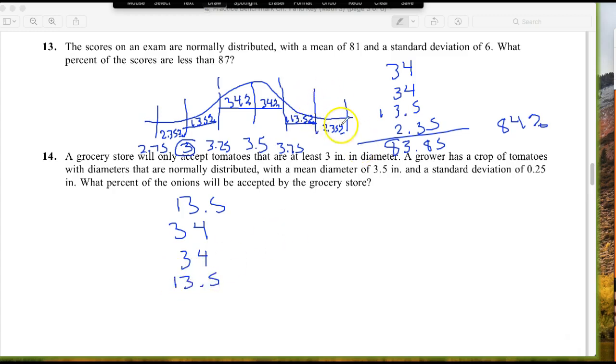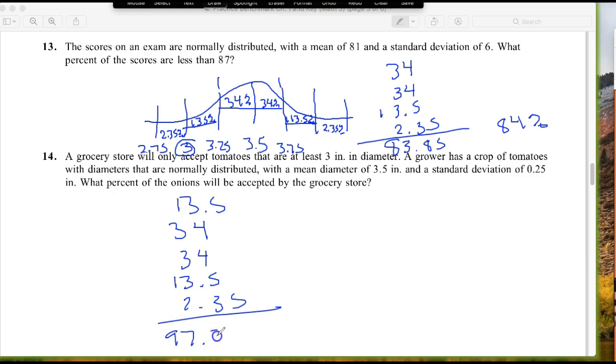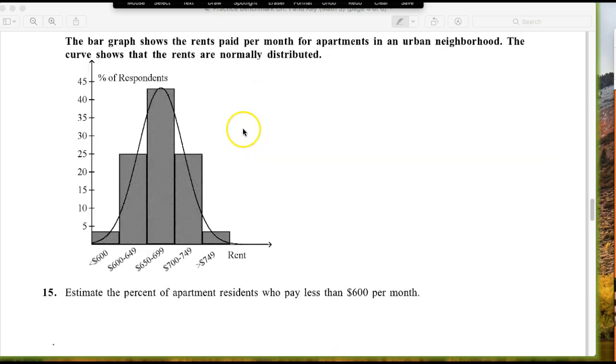13.5% again, and 2.35%. So go ahead and add that up. You're going to get 97.35, which you could round to 97.4%. They're going to accept 94% of the tomatoes, and now they're onions, apparently. So 94% of them the grocery store will accept from this point up.